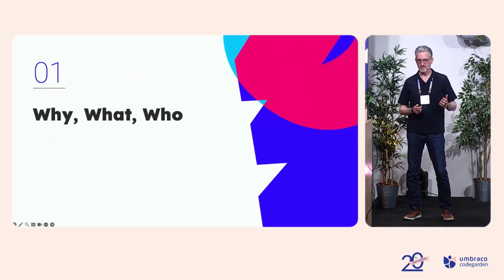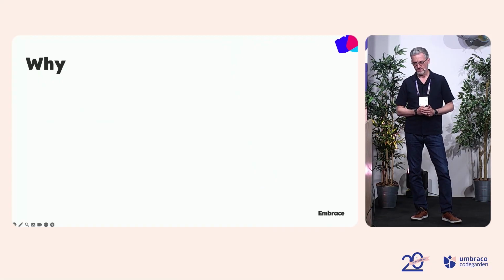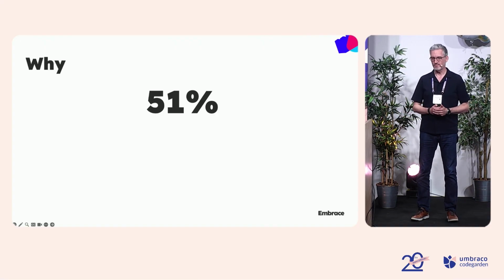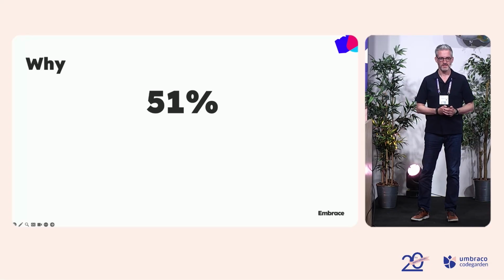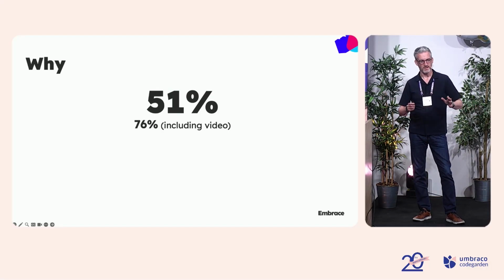Okay, so just the why, what, and who of what we're going to look at. So why are we looking at image optimization? Well, I'll start with a statistic. 51% of bandwidth from the average website comes just from the images. If we look at all the media together, including video, that's 76%. So our media, particularly the images, make up an enormous part of the bandwidth of what we're sending down the line.